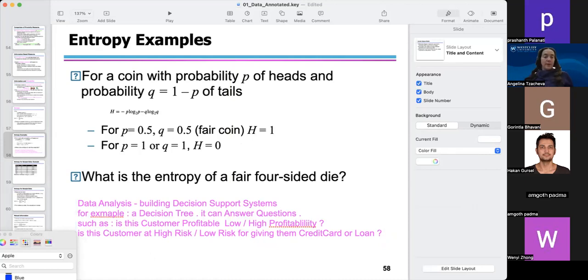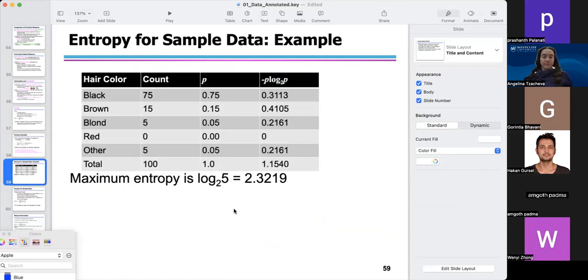Okay, so the entropy can be used to determine how to split the decision tree. So let's see here some example entropy. Like we said, the entropy is using a formula based on logarithm. So it is minus probability times the logarithm based on the probability.